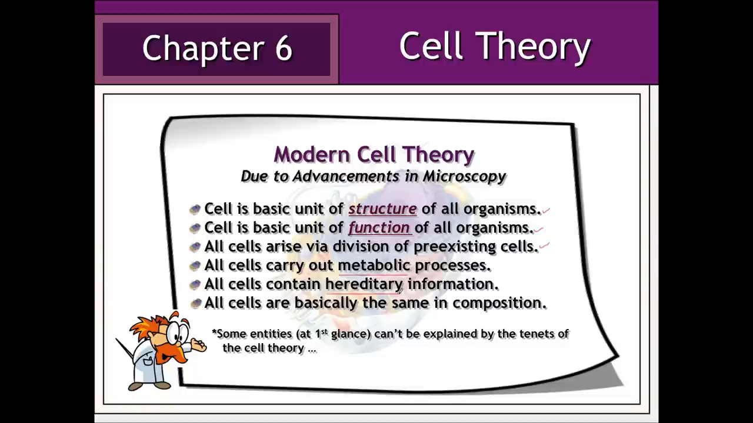Lastly, all cells are basically the same in their composition. In other words, all cells will exhibit the same types of structures, but may differ in the quantities of these structures based on their specific function. Now, as we will see, there are some entities that exist that, at least at first glance, can't be explained by the basic tenets of the cell theory.